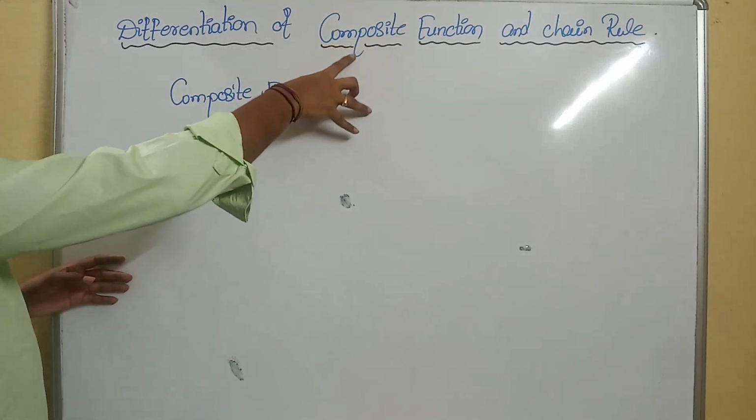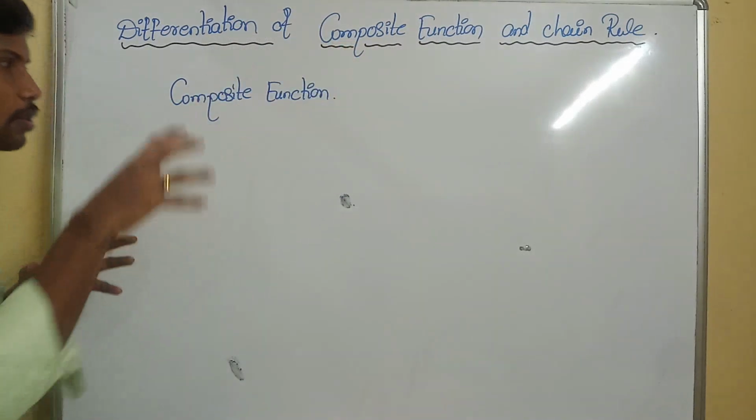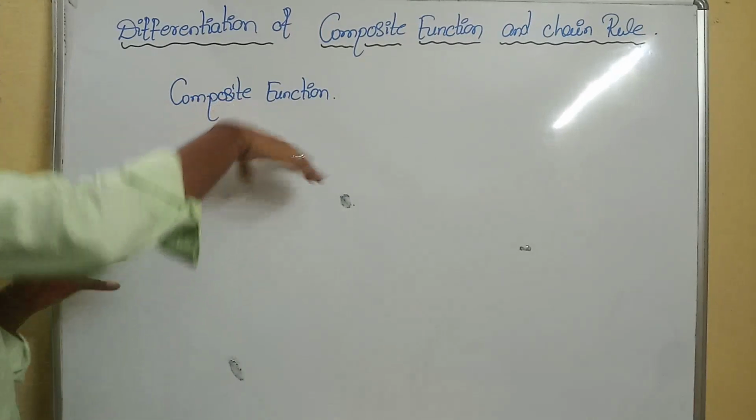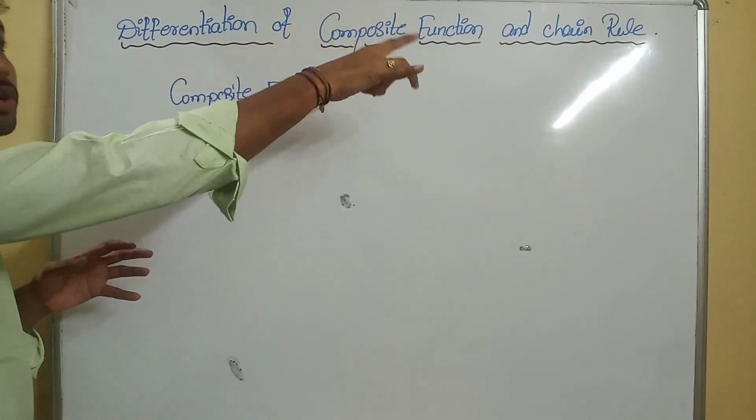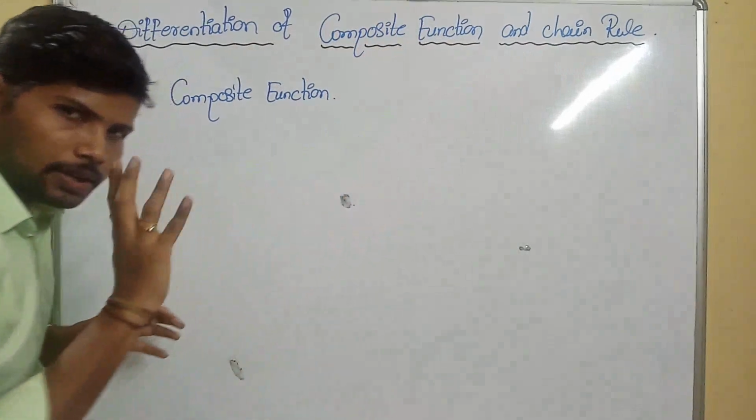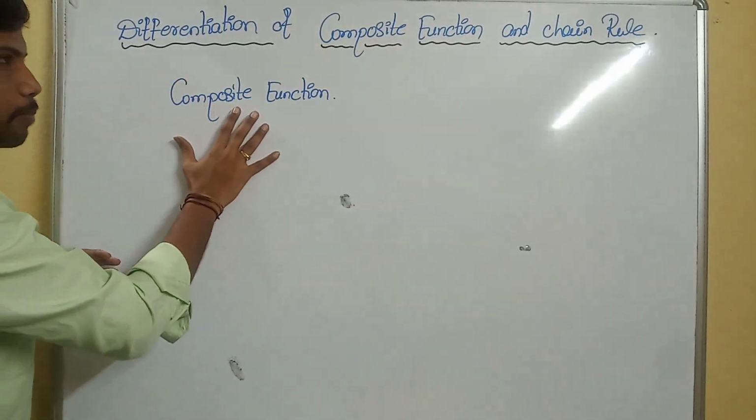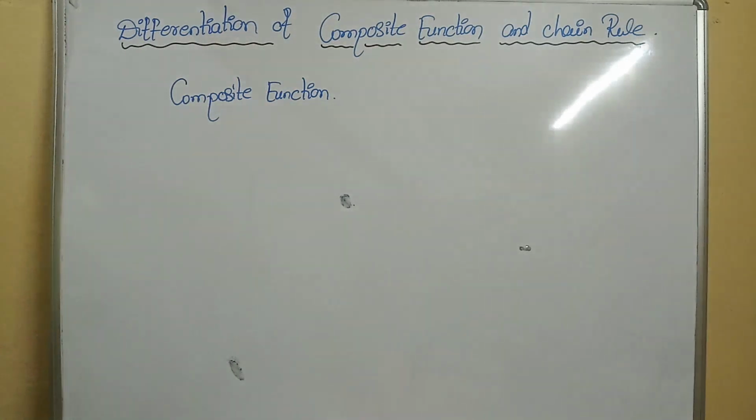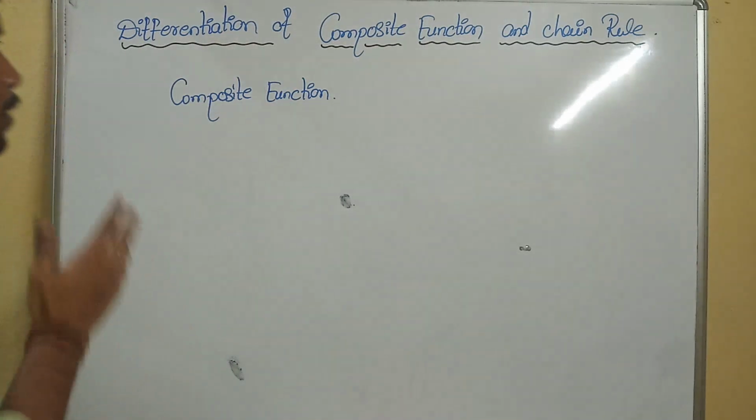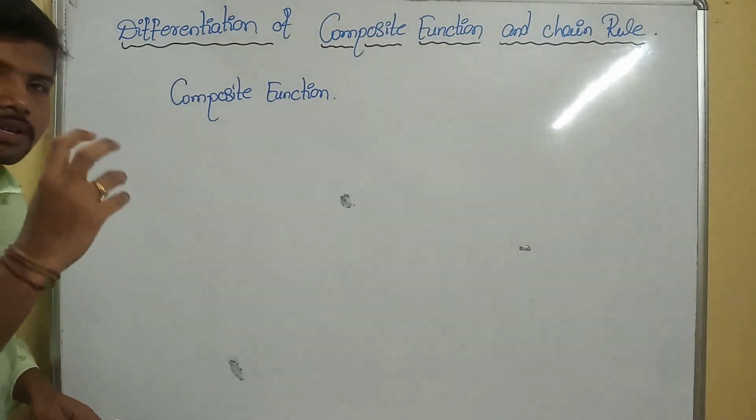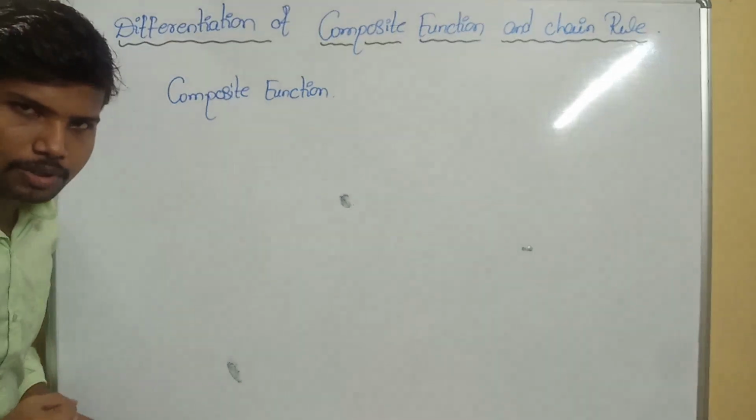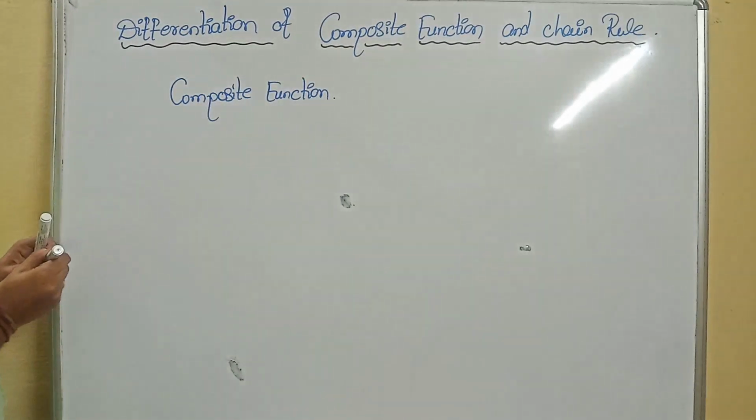If it is a composite function, whenever we want to differentiate the composite function, we need to apply which rule? We need to apply the chain rule. Got the point clearly? First of all we would like to understand the meaning of composite function. What is the meaning of composite function?